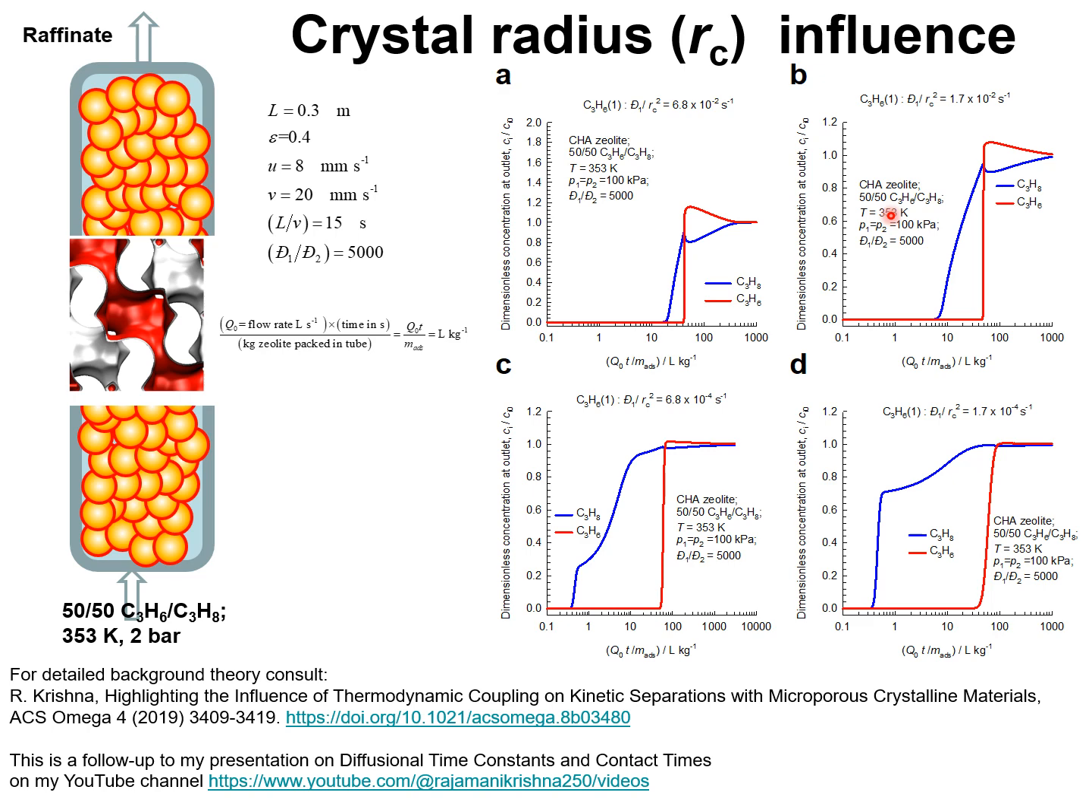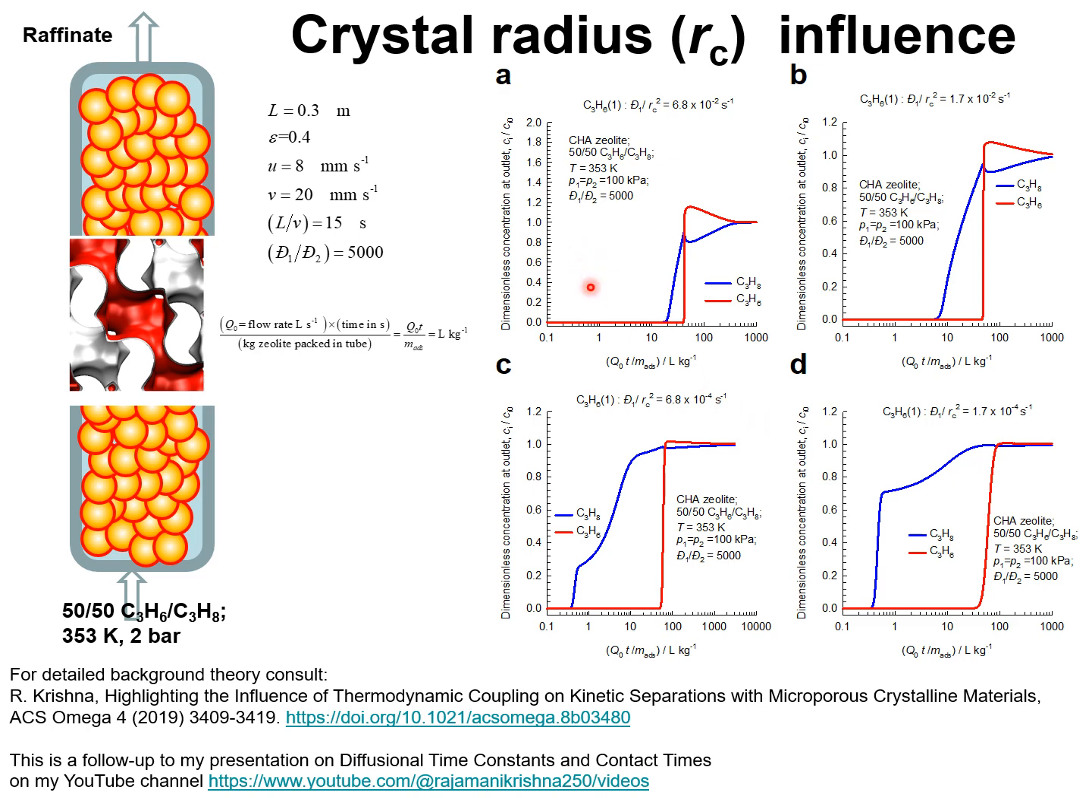This is reduced to 1.7 times 10^-2 in this case, to 6.8 times 10^-4 in this case, and 1.7 times 10^-4 per second in this case. Increasing the particle size or the crystallite radius results in stronger diffusional influences as we move from A to B to C to D.